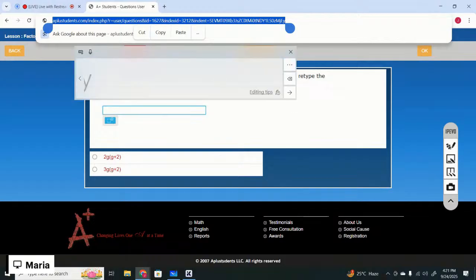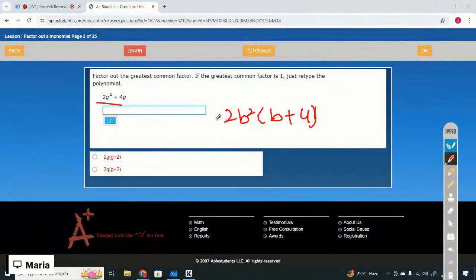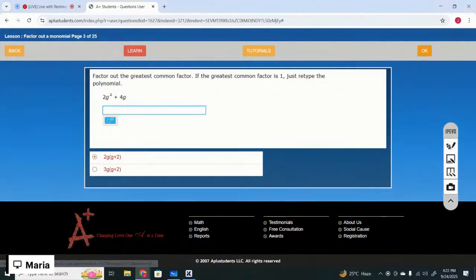Factor out the greatest common factor. 2g, g plus 2. That is 2g times g plus 2. Option number 1 is the correct option.